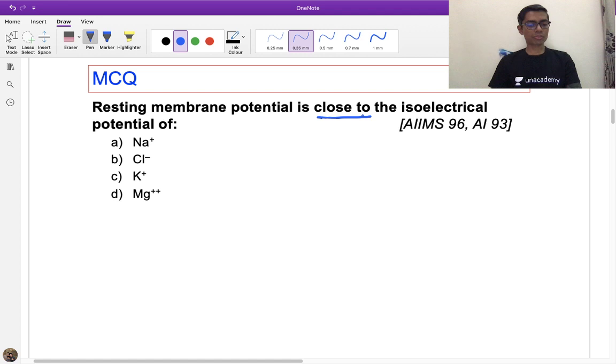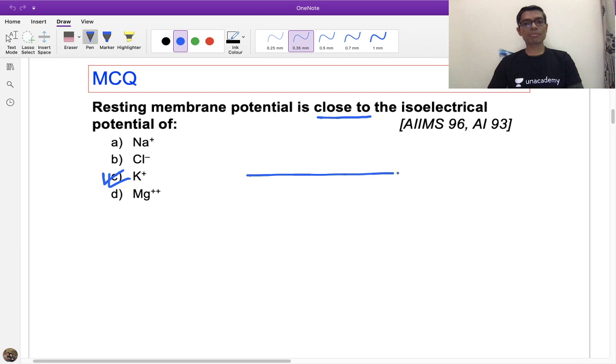Answers are coming, A, C. So please remember, RMP is not close to the isoelectric potential of sodium. Always remember, resting membrane potential is close to the isoelectric potential of potassium. Now the correct answer is coming. It is close to the isoelectric potential of potassium. Why so?